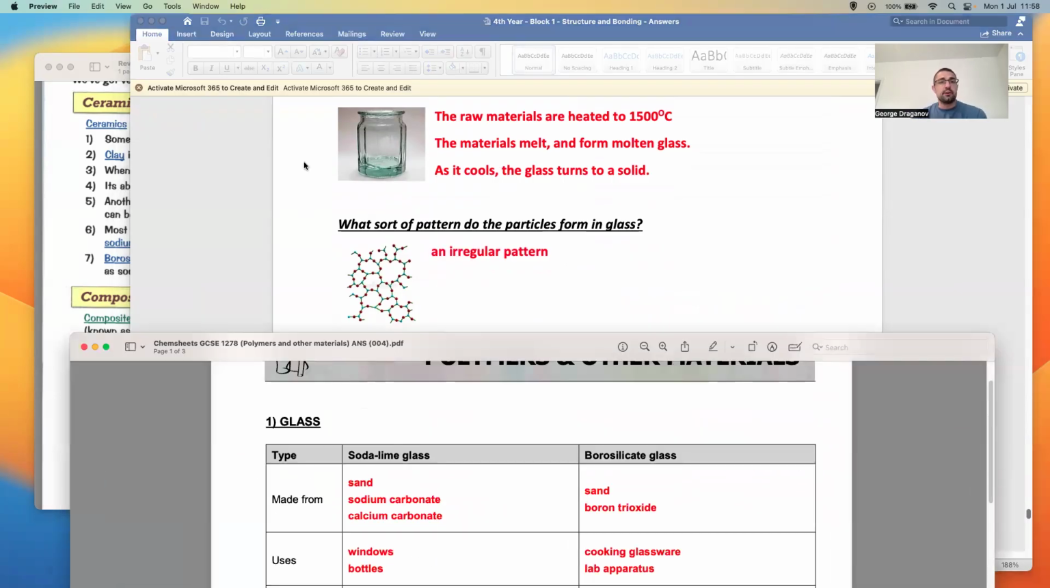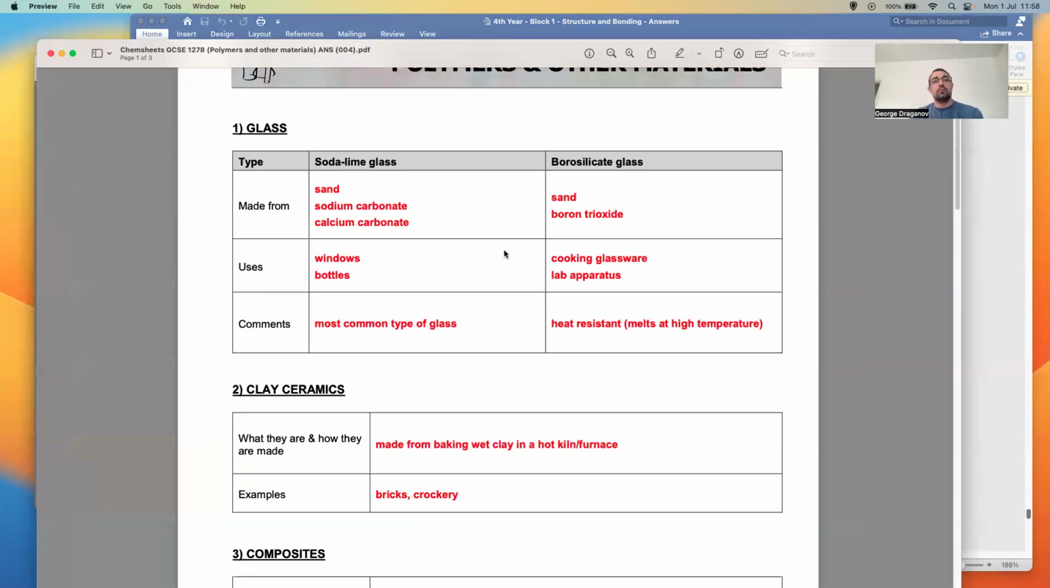So to summarize this, it's actually very nice in this table. The sheet will be attached. So soda lime glass, these are your raw materials, and that's its use. The borosilicate glass is stronger, used in cooking glassware and lab apparatus, and is heat resistant. Whereas soda lime is the most common type of glass used in windows.